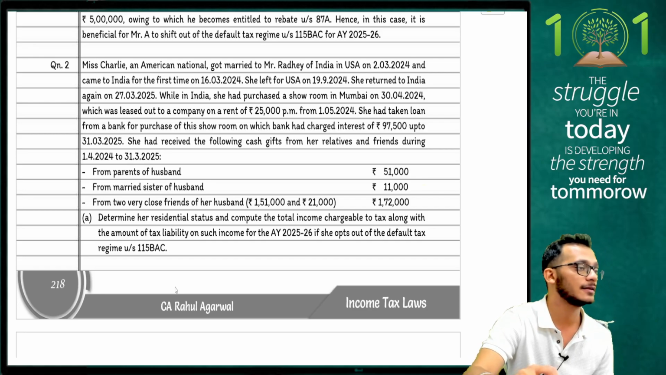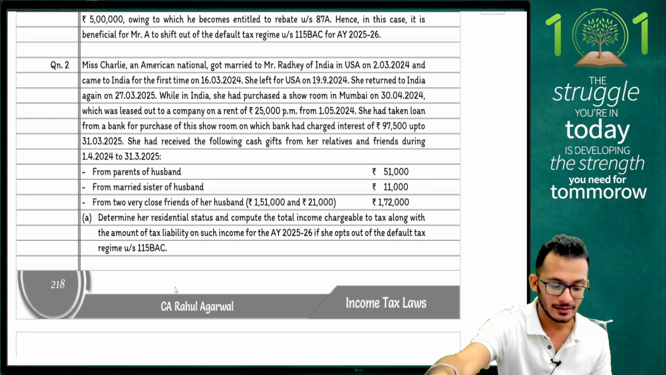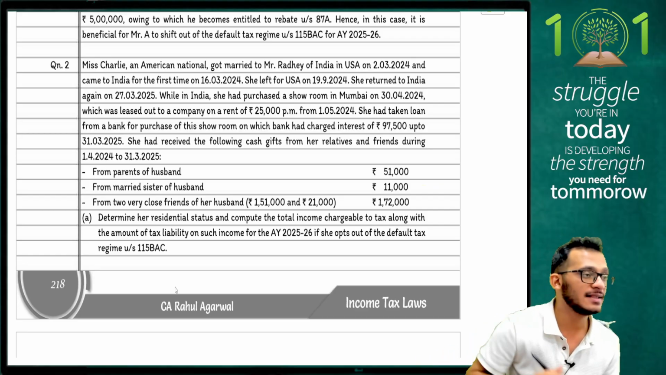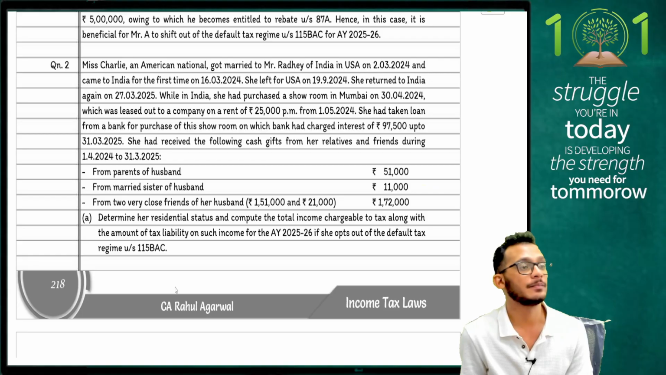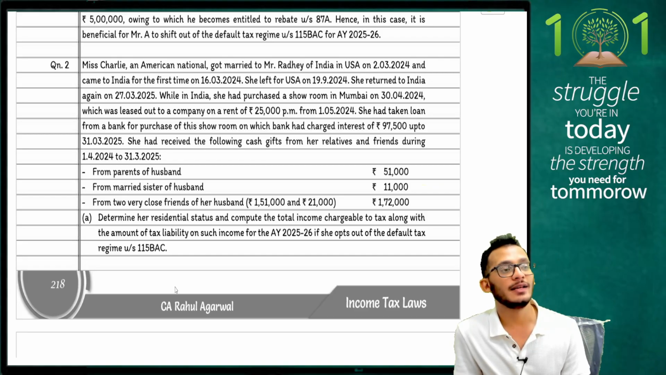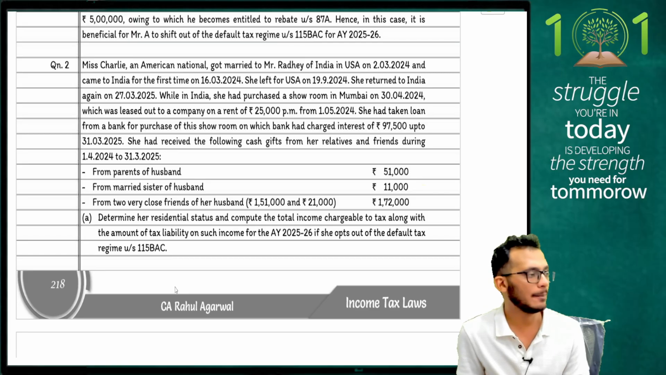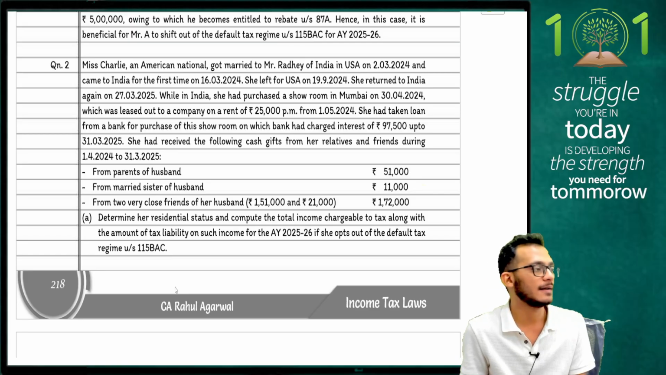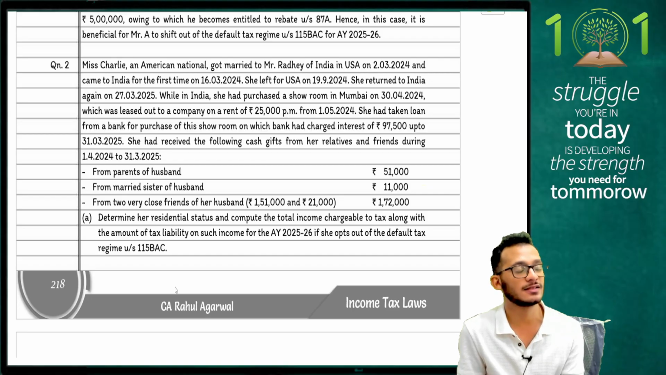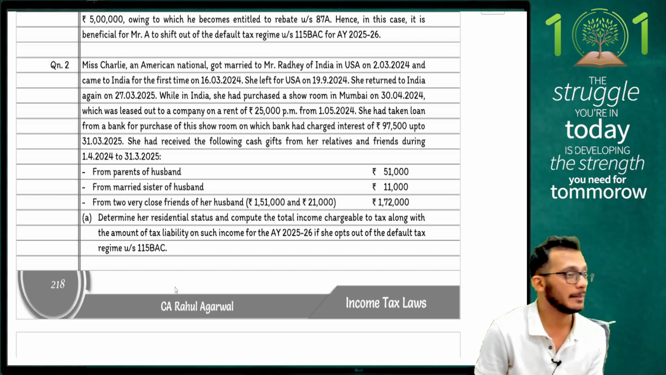Your previous year? Previous year. And she came to India for the first time on 16th March 24. Previous year. Relevant, not relevant? Not relevant. It is only relevant from 1st April. Anything happening on 16th March is not relevant. So focus from 1st April on this.